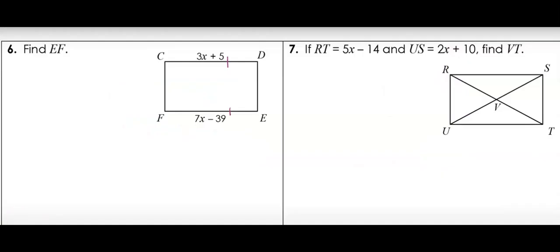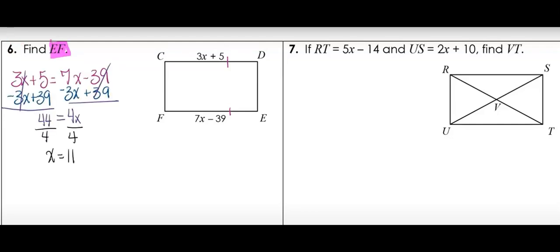All right, you guys, let's go ahead and look at number 4. No, it says number 6 on here. So on page 9, we're trying to find what EF is. We know one of our properties of rectangles is that opposite sides are congruent. So we know that side CD is going to equal side EF. So we're going to set those two sides equal to each other to help us solve for x and then solve for EF. Let's go ahead and write those two expressions down.